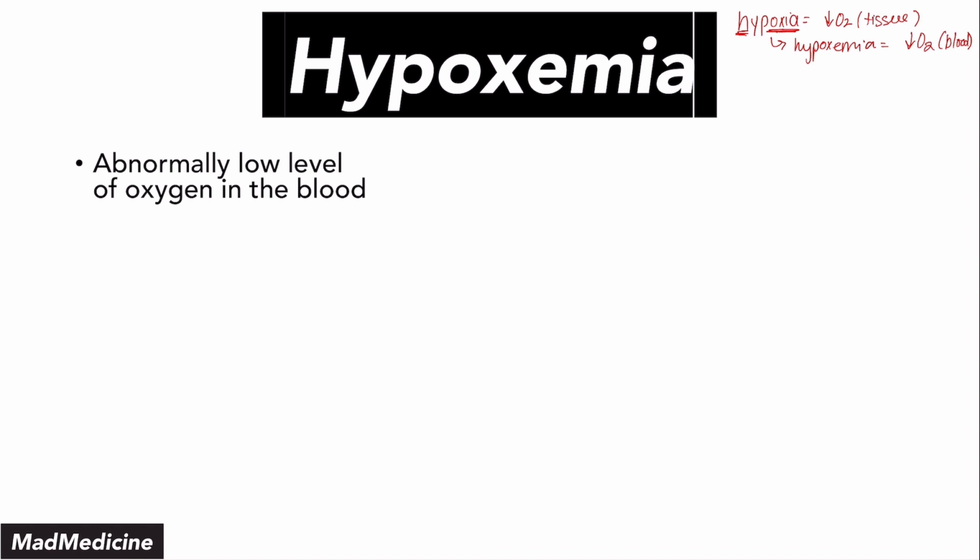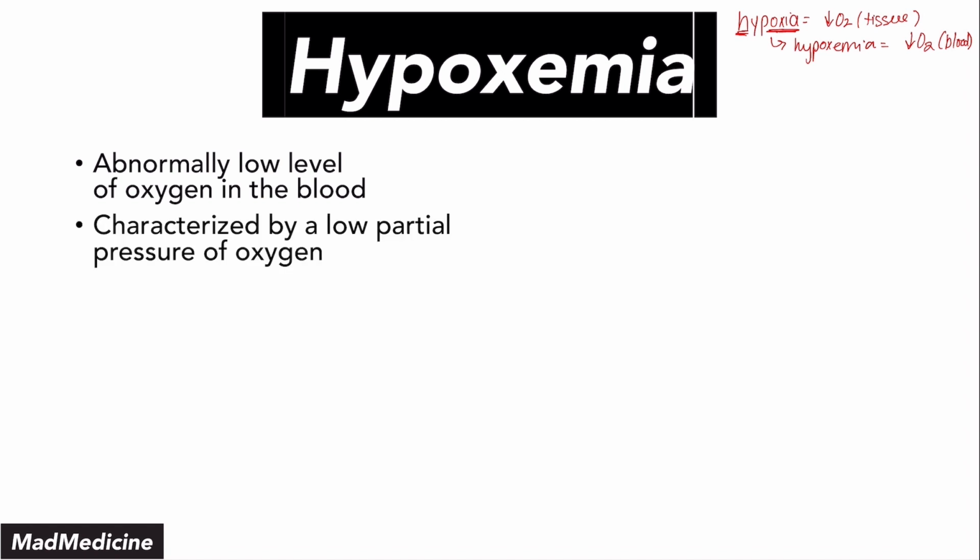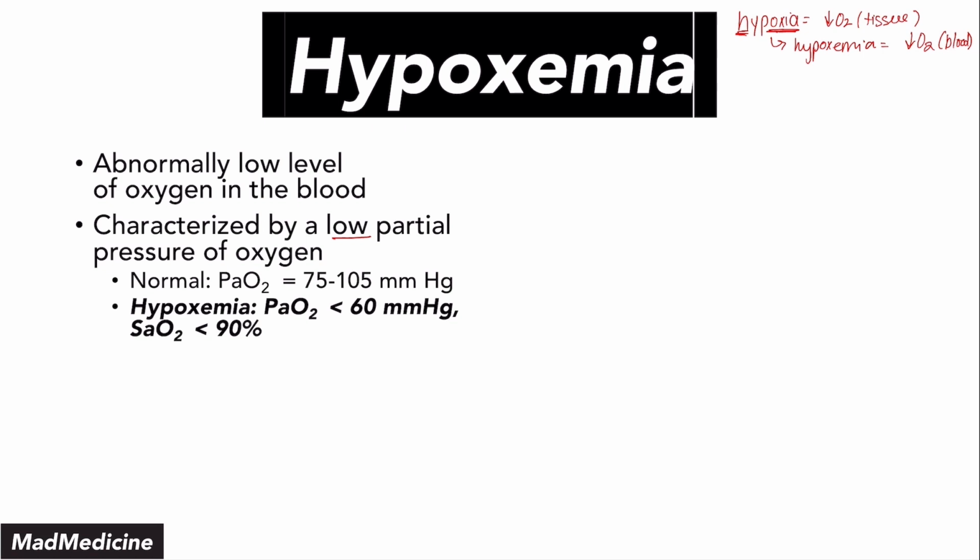So how do you classify someone being hypoxemic? Essentially, you're going to look at the partial pressure of oxygen. And in hypoxemic patients, their partial pressure of oxygen is going to be low. So a normal PaO2, or the partial pressure of oxygen, is between 75 to 105 millimeters of mercury. In hypoxemic patients, their PaO2 is going to be less than 60, and their SaO2, or the oxygen saturation, is going to be less than 90%.